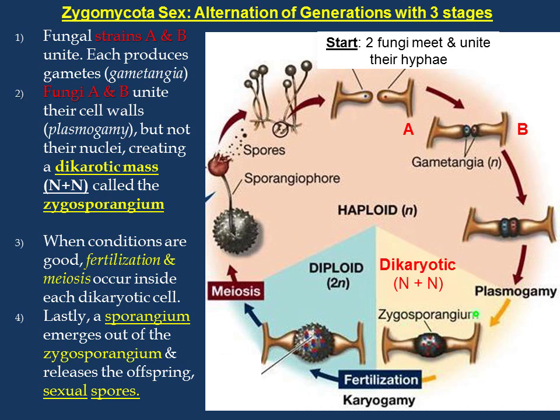2, fungi A and B unite their cell walls, something called plasmogamy, but not their nuclei, creating a dikaryotic mass called the zygosporangium. When conditions are good, fertilization and meiosis occur inside the dikaryotic cell, and then this makes a diploid zygosporangium, and then meiosis occurs and a sporangium emerges out of the zygosporangium and releases the offspring. And we call these the sexual spores. The reason why is those spores were directly produced via sex, not cloning. This is how zygomycotans actually shuffle their genes.